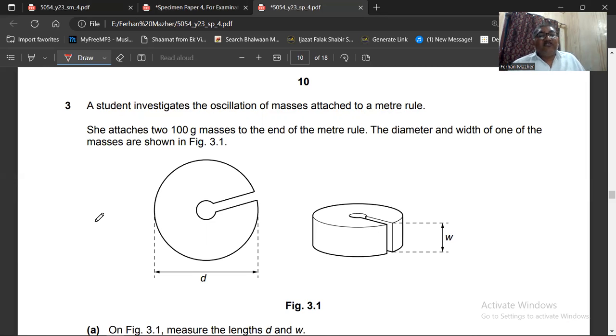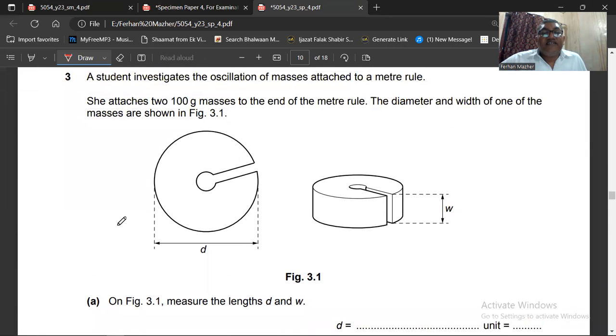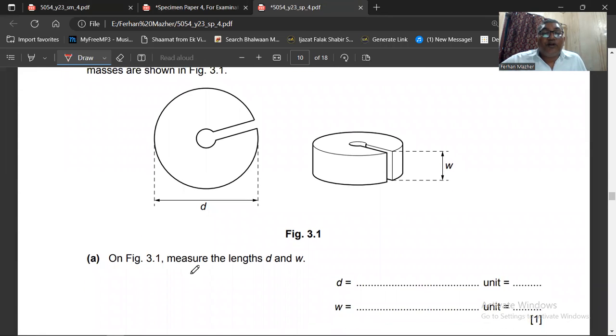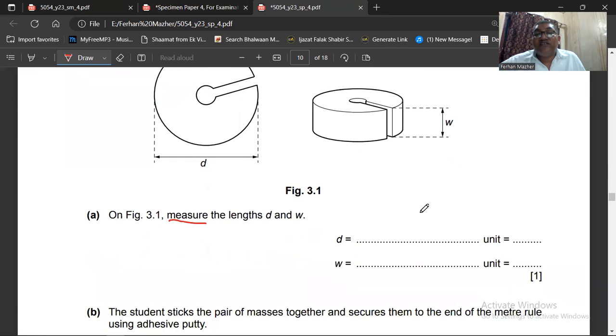She attaches two 100-gram masses to the end of the meter rule. One meter rule is 100 centimeter long. The diameter and the width of one of the masses are shown in figure 3.1. In figure 3.1, measure, by using a meter rule, the length D and the W. So put a meter rule here, check how much this is, and put a meter rule here, check how much this is.